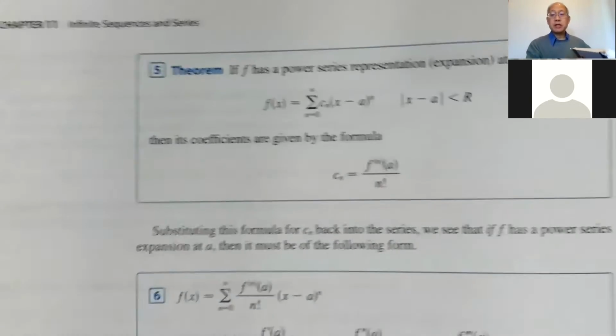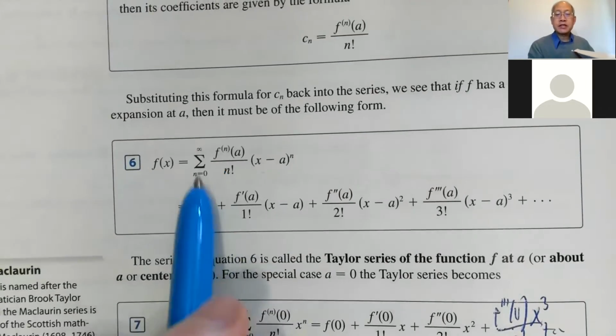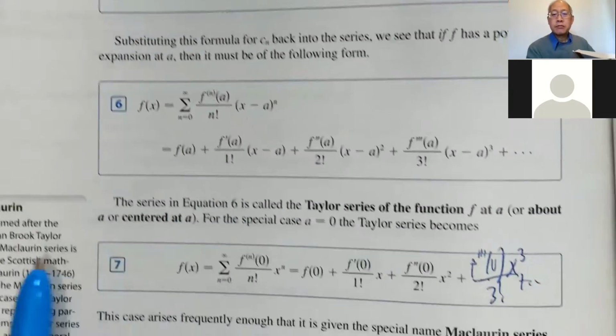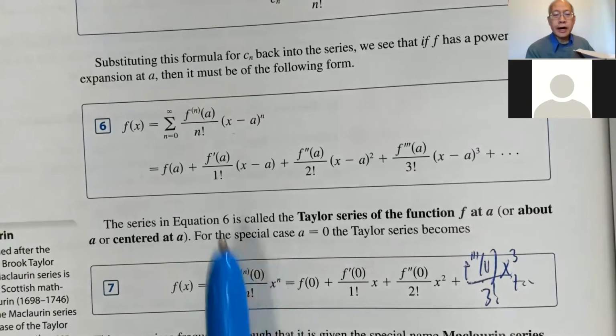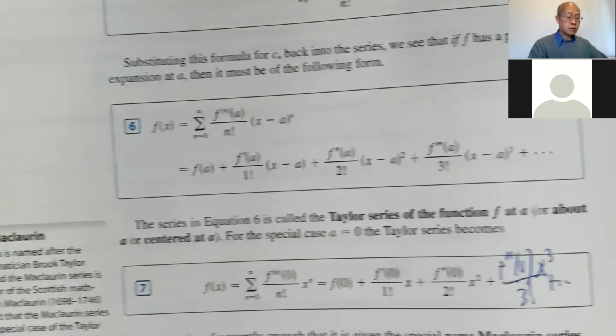So page 760, you want to have box 6 for the Taylor series, box 7 for the Maclaurin series. I haven't done too many Taylor series yet, but I will. Here's the Maclaurin series.